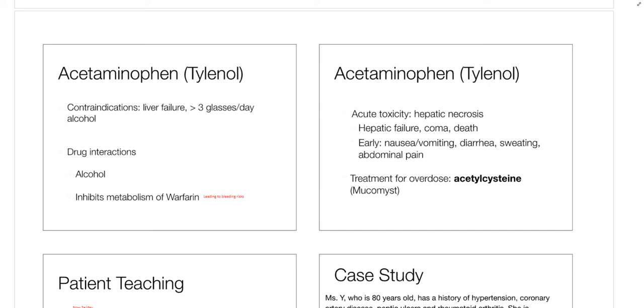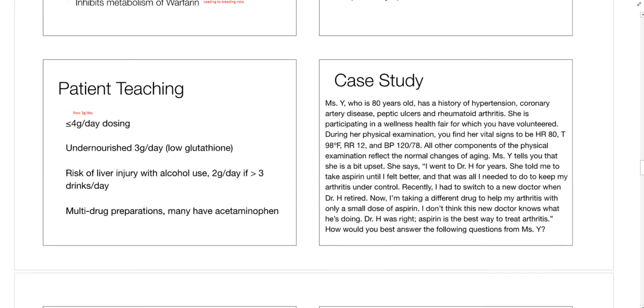No, actually, I don't think you'd necessarily want to just jump on the other NSAIDs anyway, because those have even more of a bleeding out risk. Just talk to your doctor. So acute toxicity can lead to hepatic necrosis, hepatic failure, coma, and death. It's really bad. So early on, we'll have nausea, vomiting, diarrhea, sweating, abdominal pain. We want to identify it early so we can give them some acetylcysteine or Mucomyst. That is the antidote.